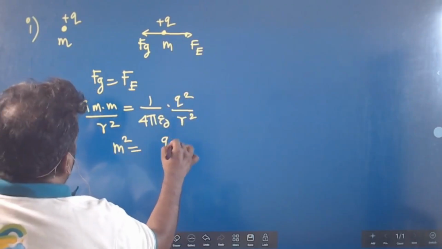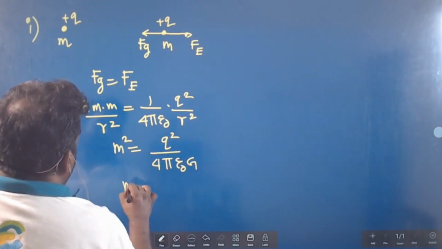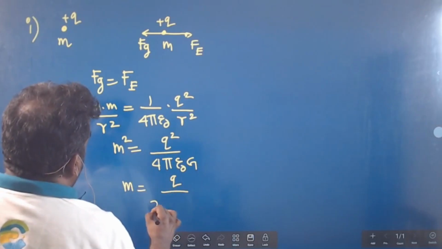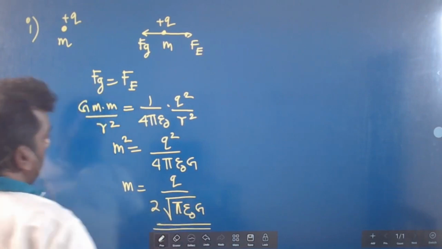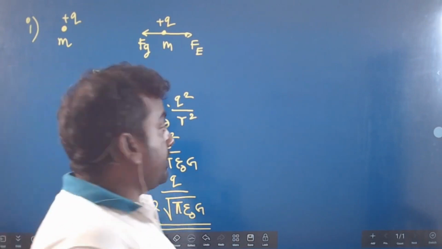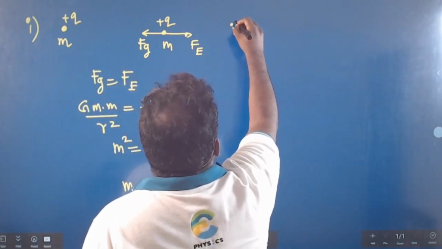M squared is q squared over 4 pi epsilon naught capital G. M is equal to q over 2 square root of pi epsilon naught G. Right. Okay.